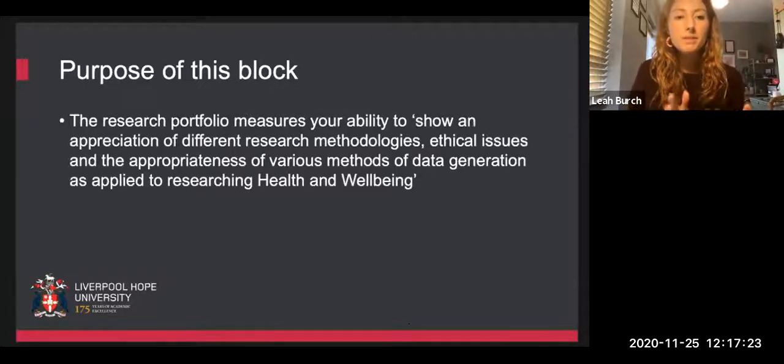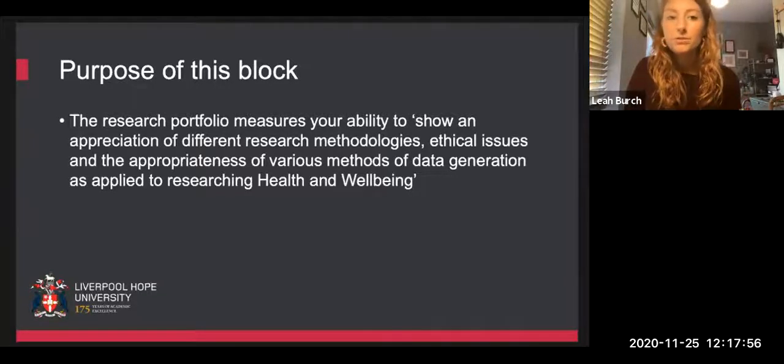So the purpose of this block then, the assessment that you're going to be doing for research methods is a research portfolio. So we've broken that down for you into a few little tasks, and we're going to be going through the whole research portfolio in your tutorial. So we'll give you a more in-depth overview of the actual portfolio, but I just wanted to introduce it in this lecture to help you begin to think about some of the things that we're looking for you to show us through completing this block.